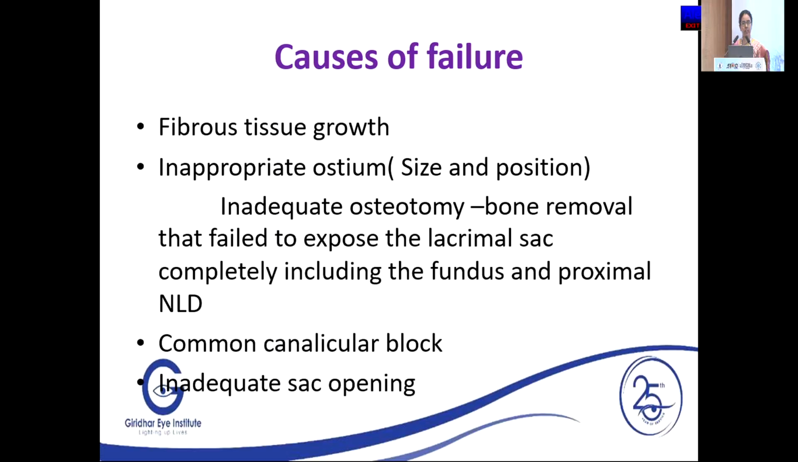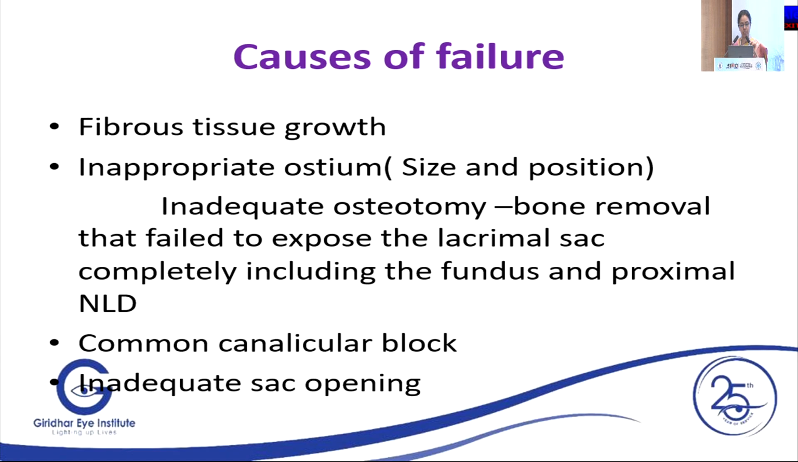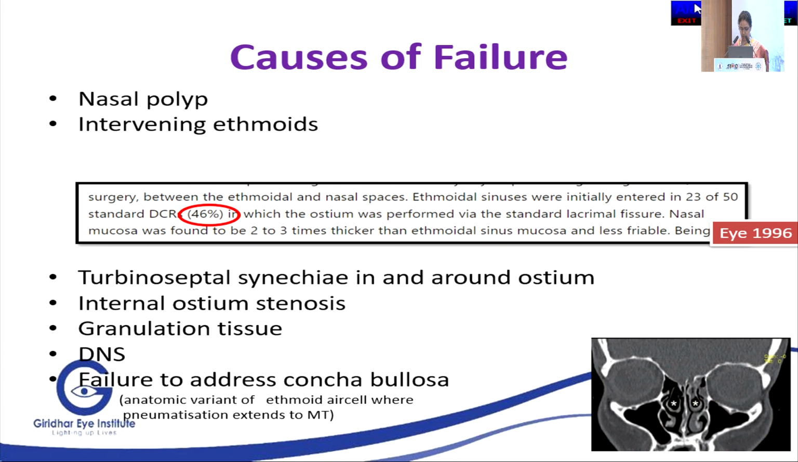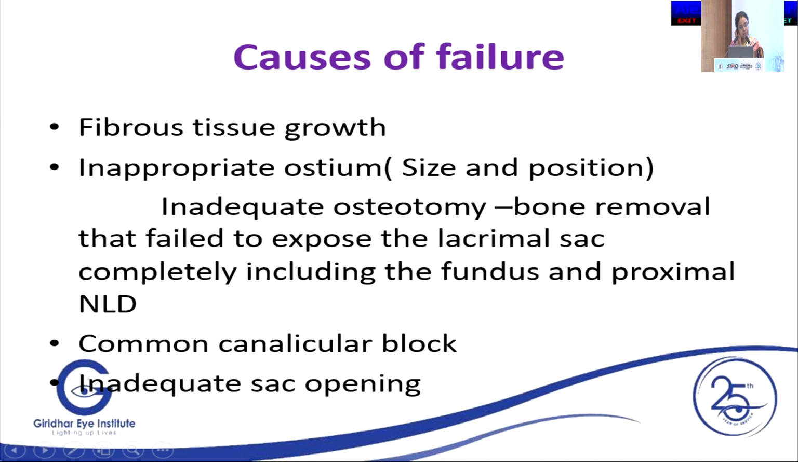The most common is fibrous tissue growth. Second, inappropriate ostium, inappropriate in terms of size as well as in position. Inadequate osteotomy means, as we have learned from Dr. Richa, what should be the size of the bone removal. Inadequate osteotomy means the bone removal that failed to expose the lacrimal sac completely, including the fundus and the proximal lacrimal duct. Then the position of the ostium. If you are not removing the inferior sac, later on it can lead to some syndrome.